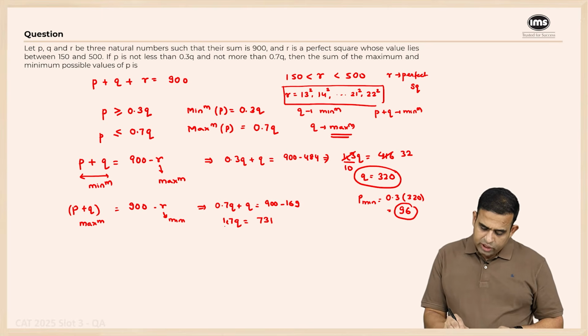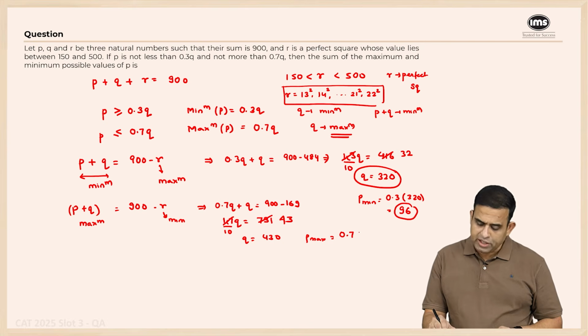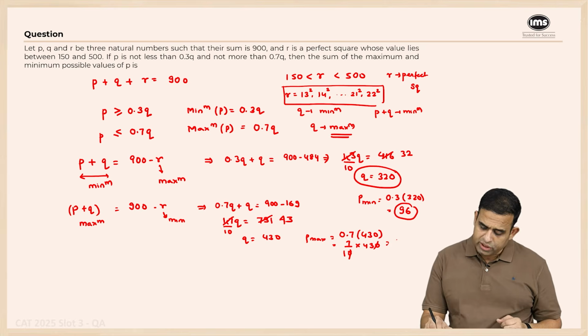731. 1.7 is 17 by 10. 17 4s are 68. 17 3s are 51. So q maximum will become 430. So p maximum must be 70% of that number, so 0.7 times 430, and that will give you 7 by 10 of 430. 43 into 7 becomes 280 plus 21, giving you 301.